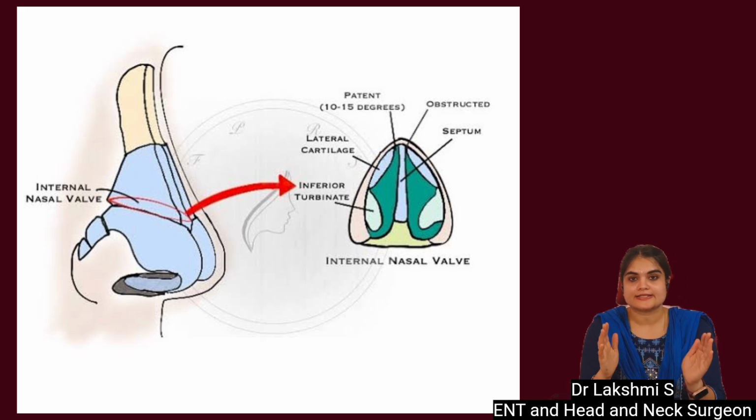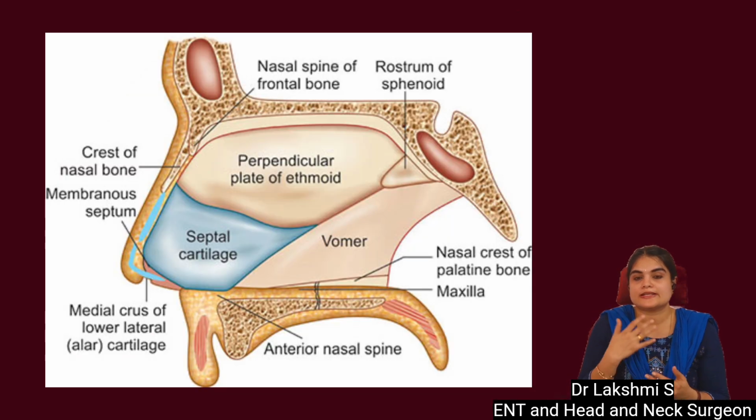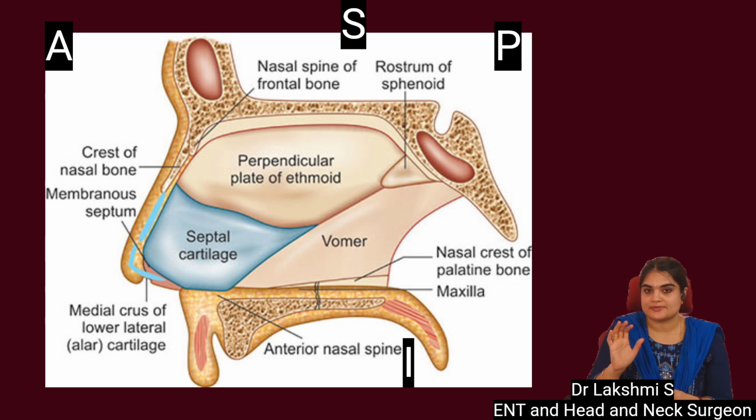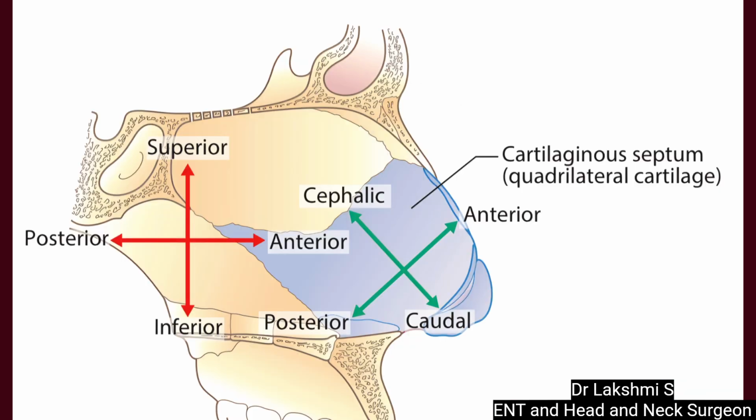Before explaining the nasal septum, just look at the image. In this image, you can see the ethmoid bone, the sphenoid, the rostrum of the sphenoid, the maxillary and palatine bones. We are looking at the septum from the side. You can also see the image in which I have depicted anterior, posterior, superior, inferior, and caudal. We will be describing the attachments based on this anatomical orientation. You have to keep that in mind so that you will be able to understand it better.